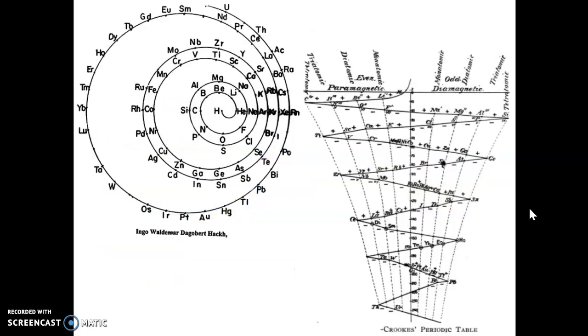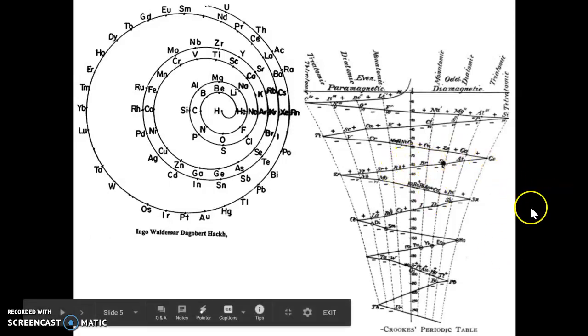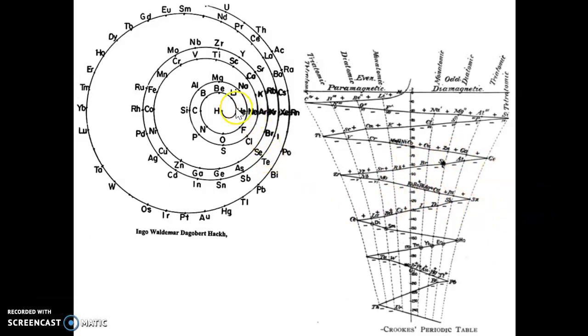Okay, some other people made different designs of the periodic table. There's lots of different ones. My favorite way to do it is actually to cut it out and make it into a cylinder. And there's a little video y'all will watch where he talks about that. But here's some others that are just my favorites because they're just ridiculous. So Ingo Waldemar Dagobert Hach proposed this table, which is a thing of beauty.